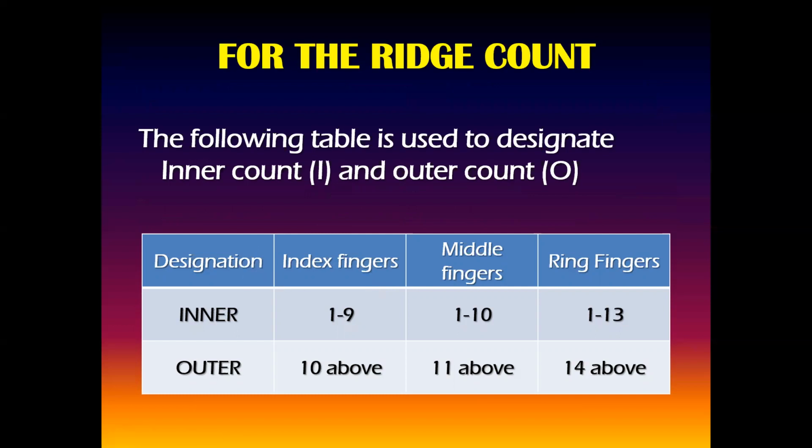So for the purposes of loops and for the subsecondary classification, if the loops appear on our index finger, then we have to consider the number of the ridge counts. If the number of ridge count is 1 to 9, then we are going to give them the symbol of I, meaning inner. And if it is 10 and above, it will be given the symbol O, for outer. And for the middle fingers, 1 to 10, inner, 11 and above, outer. For the ring fingers, 1 to 13, inner, 14 and above is outer.